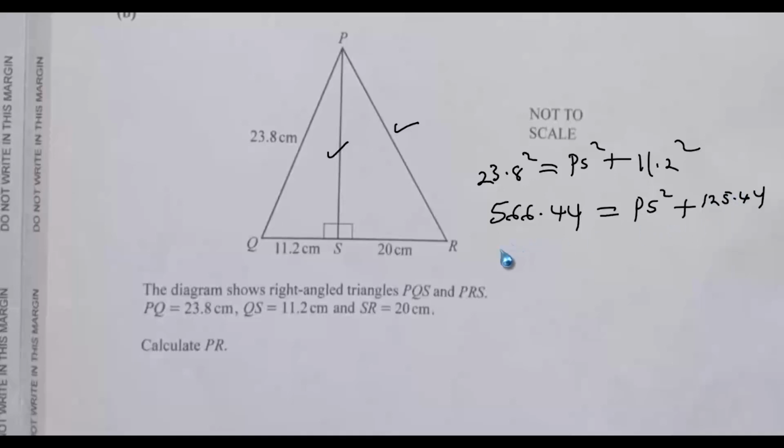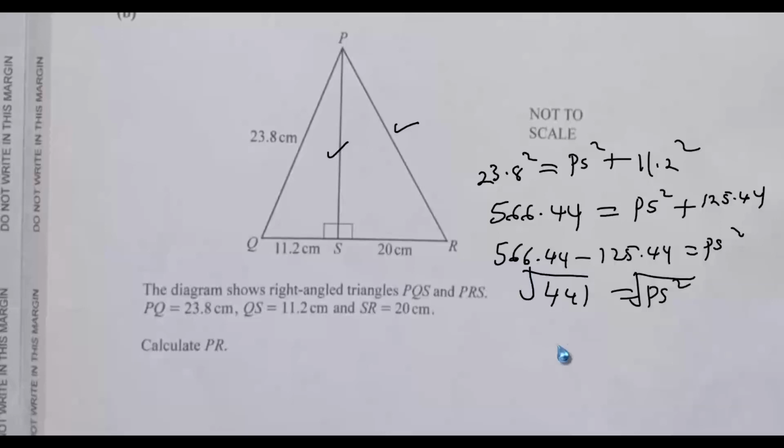125.44. So if you collect like terms, you have 566.44 take away 125.44 equals PS squared. And if you do this, you get 441 equals PS squared. Take square root of both sides, then you have 21 equals PS.